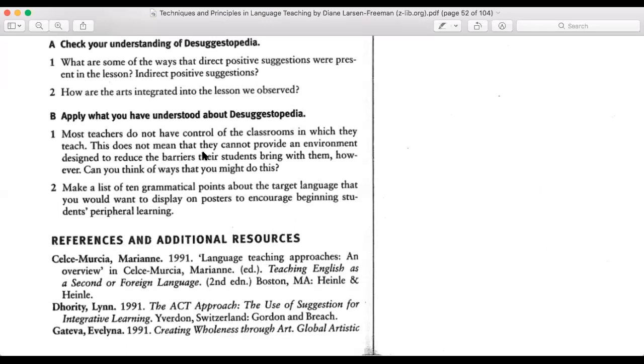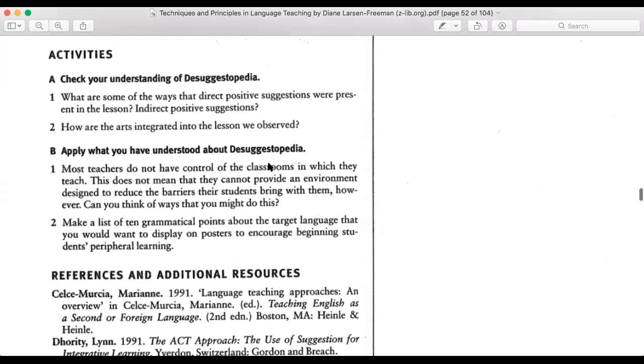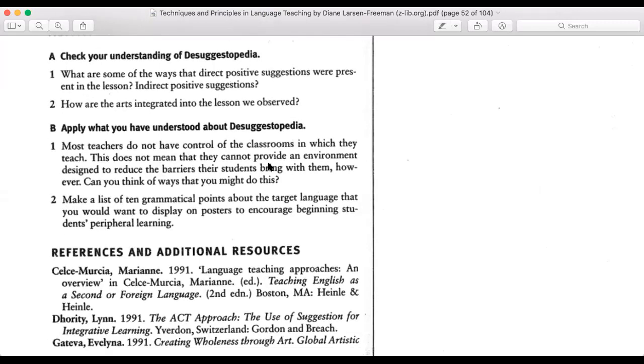So as a teacher, what would you do to reduce the barriers your students bring with them, and can you think of the ways that you might do this? Okay, I want you to reflect on these, and right now I would like you to tell me this. Three grammatical points that you would like to have as peripheral learning, and what would you be teaching directly that would go with your peripheral learning quickly.